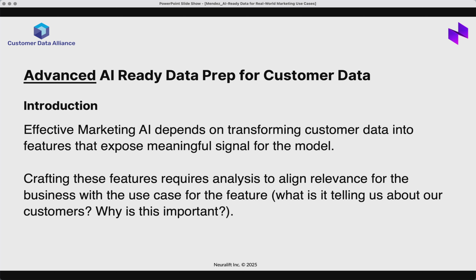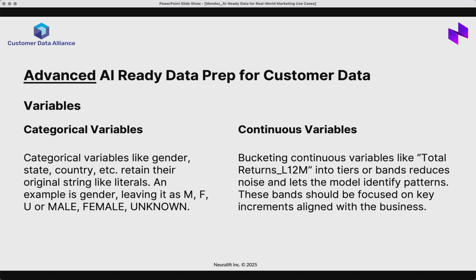Now let's get ready for advanced AI data prep for customer data. Here, we'll want to transform our customer data into features that expose meaningful signals to the model. So this really requires understanding of the business and aligning what's important for the business with the data. What is it telling us about our customers? Why is it important? Here we'll look at some more advanced data prep for variables.